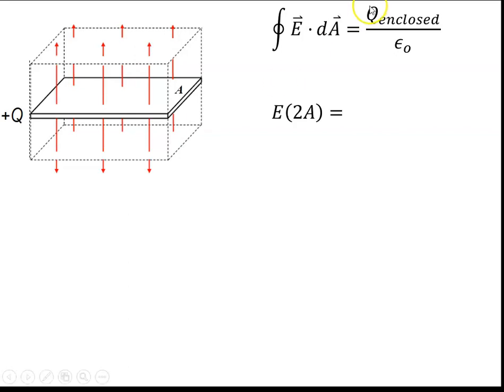Great. What's the charge enclosed? Well, this box snugly fits all around the entire sheet, the entire plate, so it's just Q. So it's Q over epsilon naught. So easy, so simple, not bad at all, right? It can get more complicated, but not for what we're doing. So we solve this for E, just move 2A to the bottom, and so I write it as E equals Q over 2 epsilon naught A.